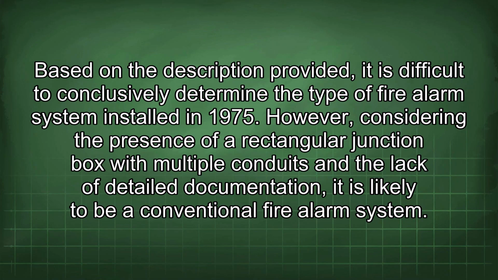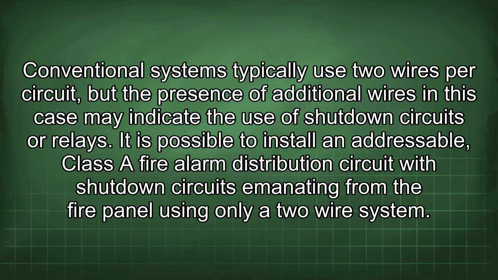Based on the description provided, it is difficult to conclusively determine the type of fire alarm system installed in 1975. However, considering the presence of a rectangular junction box with multiple conduits and the lack of detailed documentation, it is likely to be a conventional fire alarm system. Conventional systems typically use 2 wires per circuit, but the presence of additional wires in this case may indicate the use of shutdown circuits or relays.